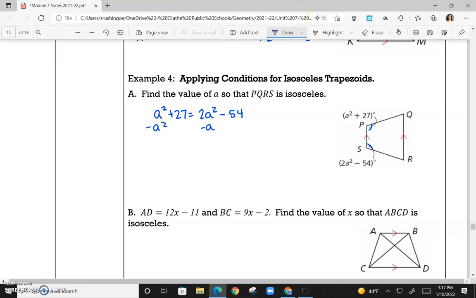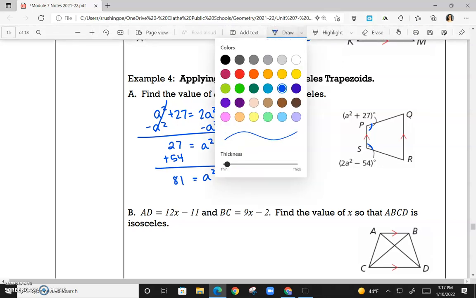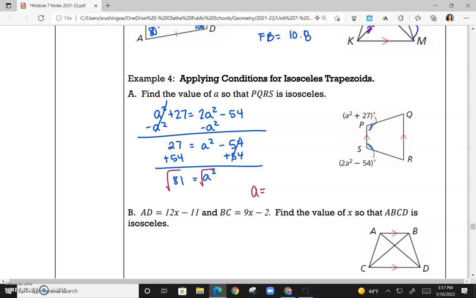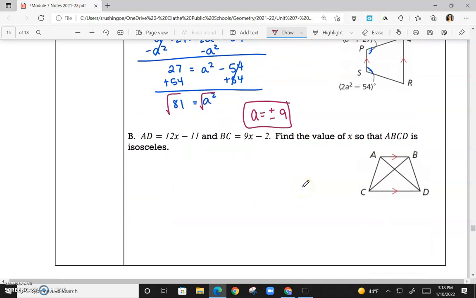Subtracting a squared, pretending like it's just an a, only it's an a squared, so we have 1a squared, and then we're going to add 54. And a squared is equal to 81. Now, this is the part where we want to undo what's squared by doing the square root. And so a is going to equal the square root of 81, which is 9. Now, it's not only a positive 9, but we also have to account for a negative 9, because negative 9 times negative 9 is 81 as well. So we have two answers on that one when we take the square root.